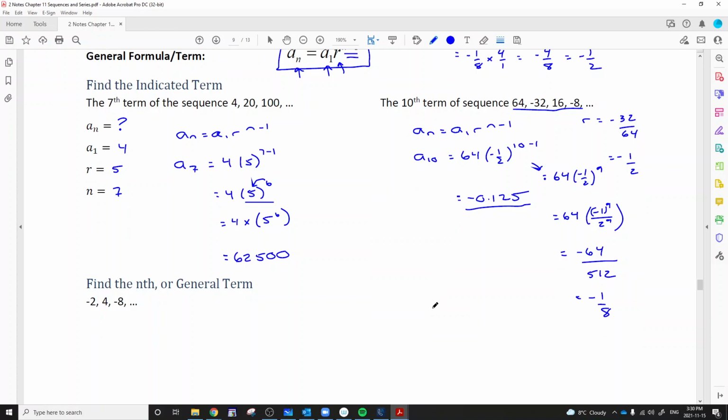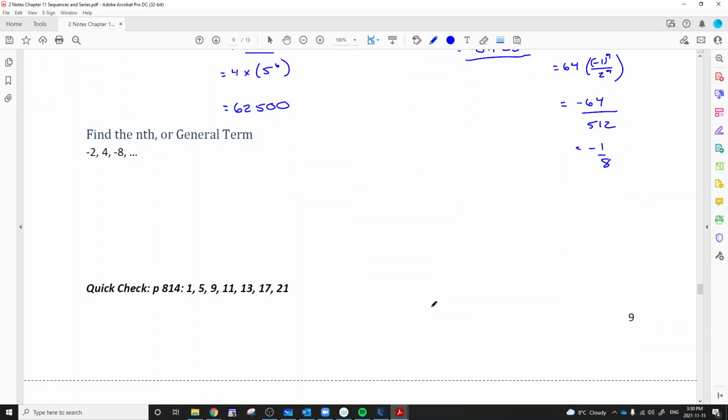All right, the next thing: finding the nth or general term. What you're going to do is plug into the formula a base n is equal to the first term times the common ratio to the exponent n-1. You're going to fill in everything but the n, which means we don't know the nth term, so you're going to keep it as a base n. The first term of this sequence is -2. The common ratio I find by taking the second term and dividing it by the first term, and I also get -2. There we go, to the n-1.